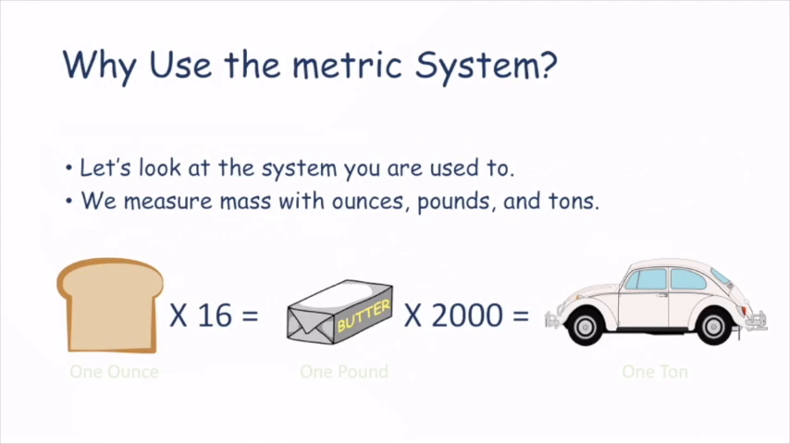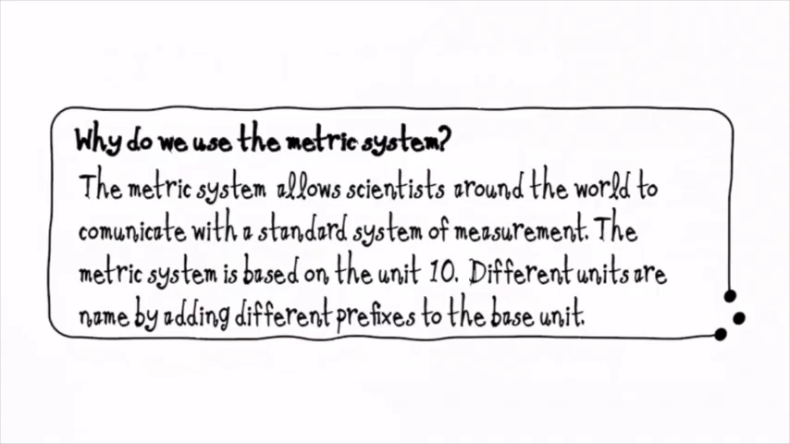So in science, we use the metric system. So let's look at the metric system, or the system that you're used to, the standard system. So we measure mass with ounces, pounds, and tons. 16 ounces equals 1 pound, 2,000 pounds is a ton. So we use the metric system. This allows scientists around the world to communicate with a standard system of measurement. The metric system is based on the unit 10. So unlike the standard system, everything is based on a unit 10, and different units are named by just adding a different prefix.